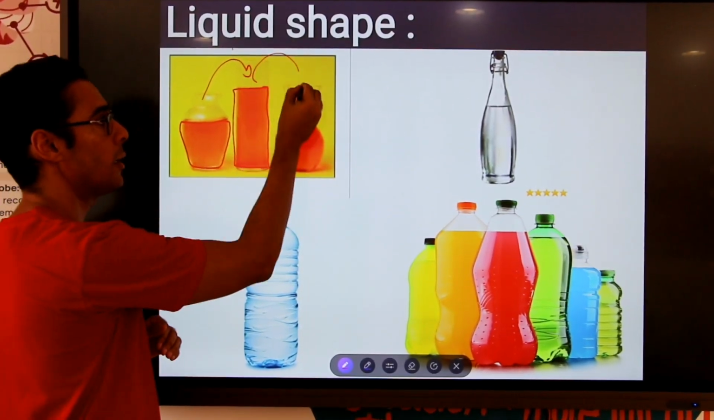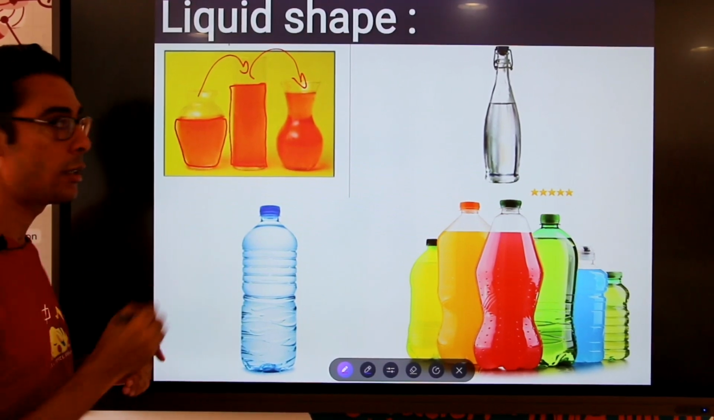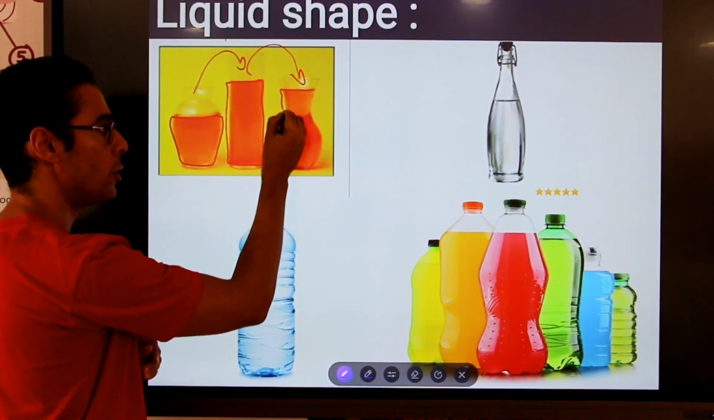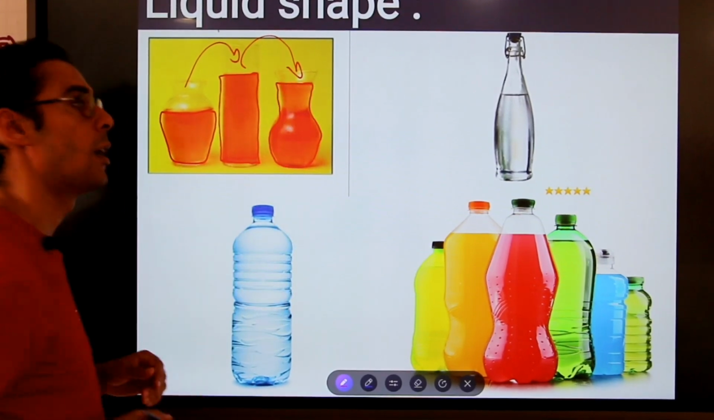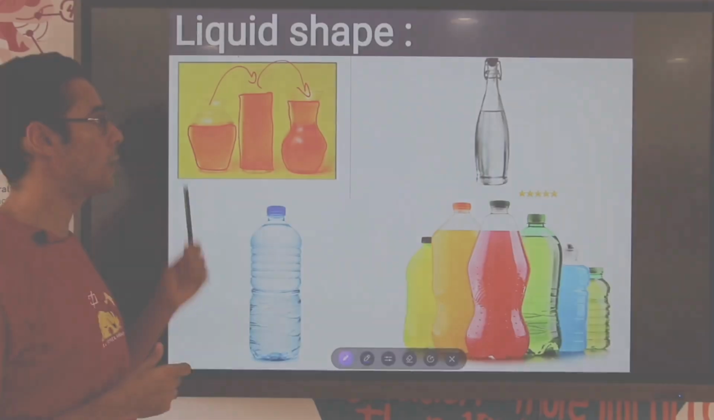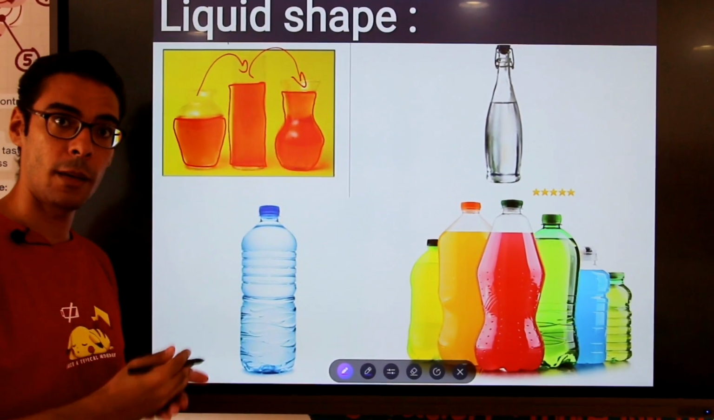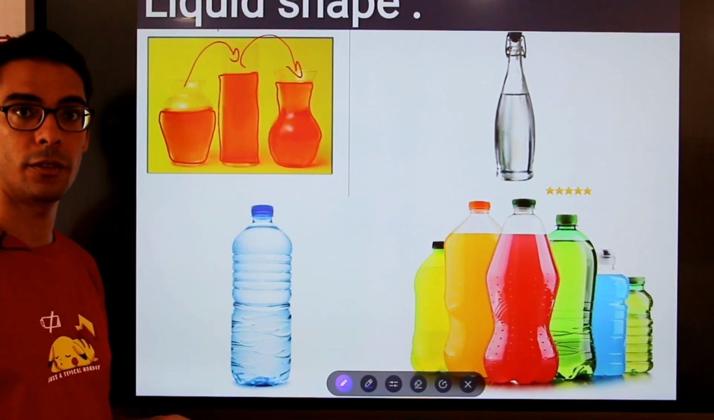Okay, let's put it into another container. It takes a new shape. The orange juice here takes the new shape of a new container. So it seems like the liquid shape is changing by changing the container.